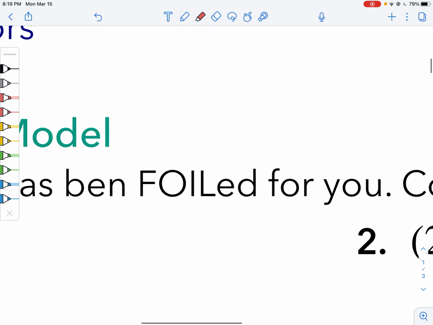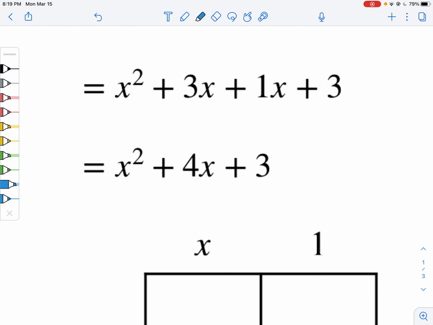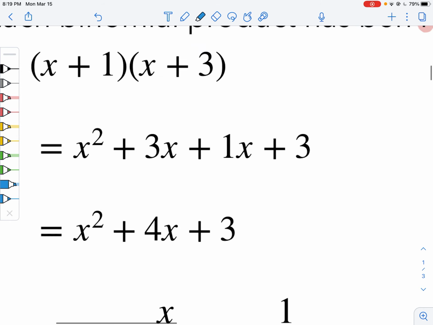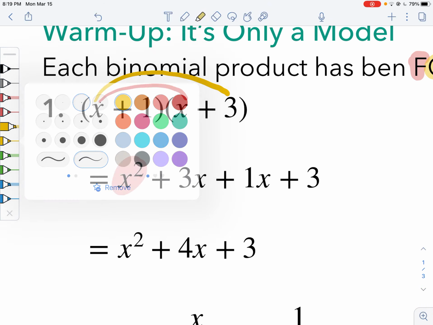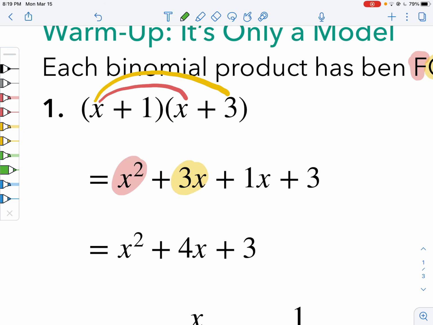So remember the FOIL method. FOIL, when we have first, outside, inside, and last. I already did the FOIL for you. I'm going to show you how this relates to a model. You've seen FOIL before, where we connect the first 2 guys here to give us x squared. We connect the outside guys to give us 3x. We connect the inside guys to give us 1x or just x. We connect last to get 3.